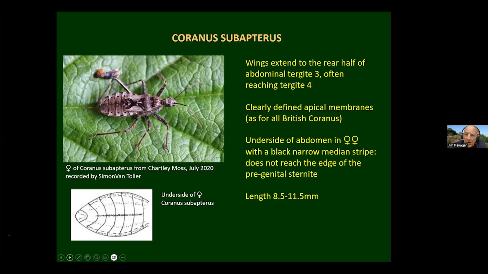And the differences between these two are a little subtle. I've had the experience of them abroad, not in Britain actually, so to my shame. So I must make some efforts to go to some places and find these species if I'm going to talk about them. So in this species, the wings extend to the rear half of the abdominal tergite there. I think it's three, often reaching tergite four. And these have clearly defined apical membranes on those short wings.